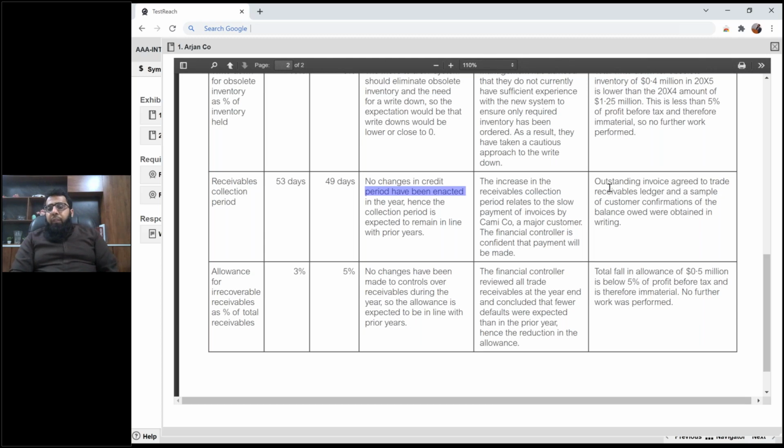And then, what are the corroborating audit evidences? If you read it, outstanding invoices agreed to receivable ledger, sample of the customer confirmations were obtained. I have a question for you people. Please listen to me. The current audit work which is done, the current audit evidence which has been obtained, is the ledger and confirmations of the customer. In your opinion, do you agree that this work is complete or incomplete?